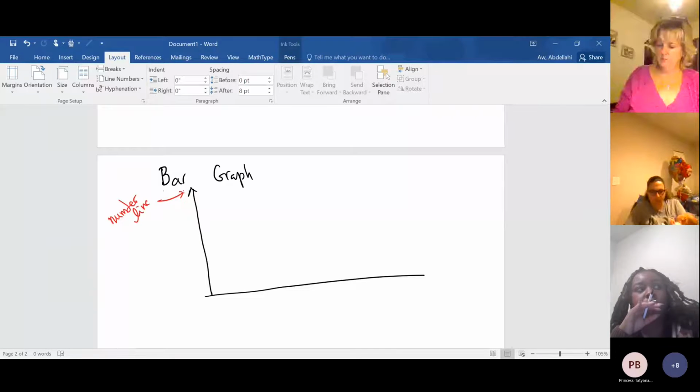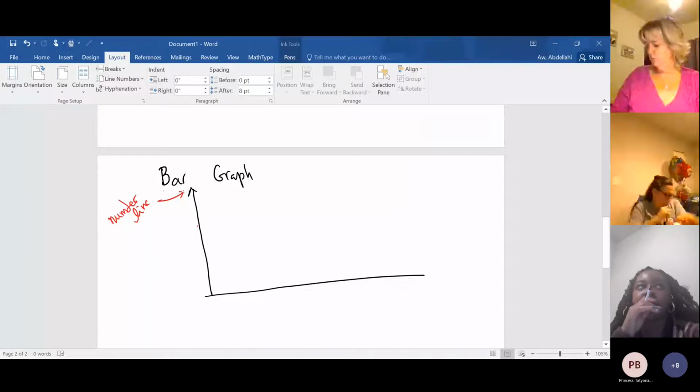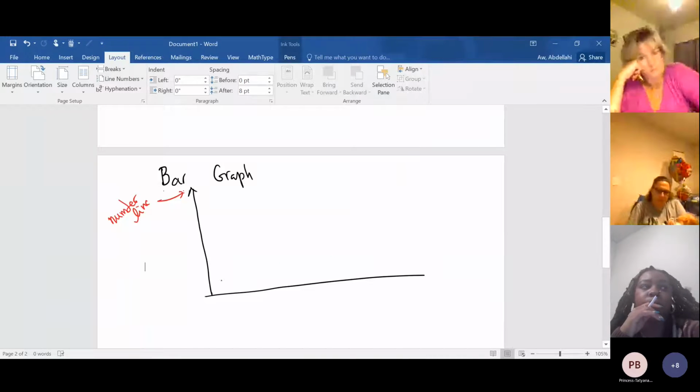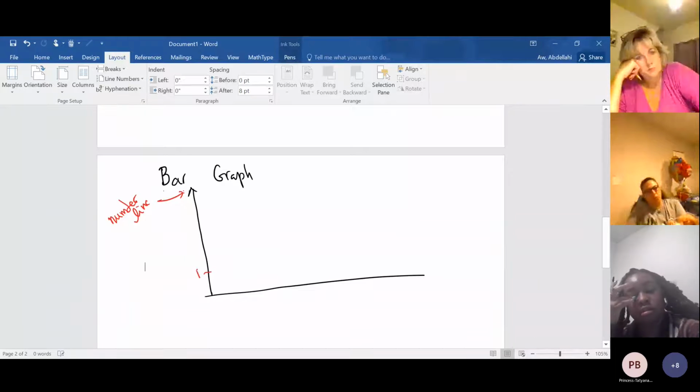Okay, this is a number line. So we have to put some units. Now, what is the size of the unit? You decide. For instance, if you have frequencies up to 20, then you cannot put a big unit. If you say one is here, how are you going to fit 20 in this? 20 will be way, way above, right?